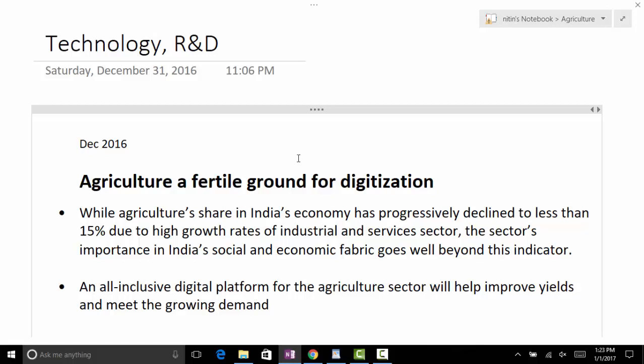What else could be done for irrigation and for these purposes? MGNREG could be used for that. This year's budget has proposed that MGNREG be used to construct farm ponds and dug wells. तालाब होते हैं छोटे-छोटे खेतों के अंदर ही. So MGNREG is to be used to construct those farm ponds and dug wells.